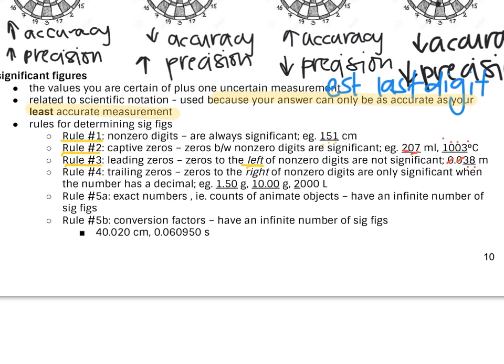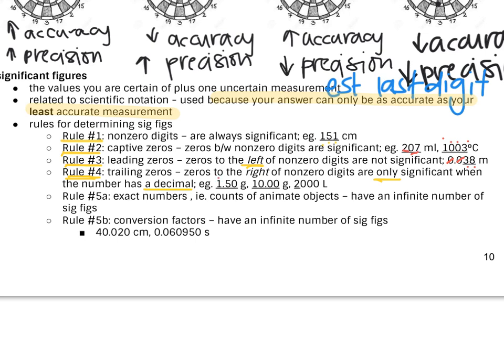Rule number 4. Trailing zeros. Now this one's a bit tricky. Zeros to the right of non-zero digits are only significant when the number has a decimal. That decimal is basically saying, hey, I'm super sure of this measurement. If you don't have that decimal, you're kind of just saying that it was more of an estimate or it was not as accurate as it could have been. So for this first example, you measured something and it was 1.50 grams.